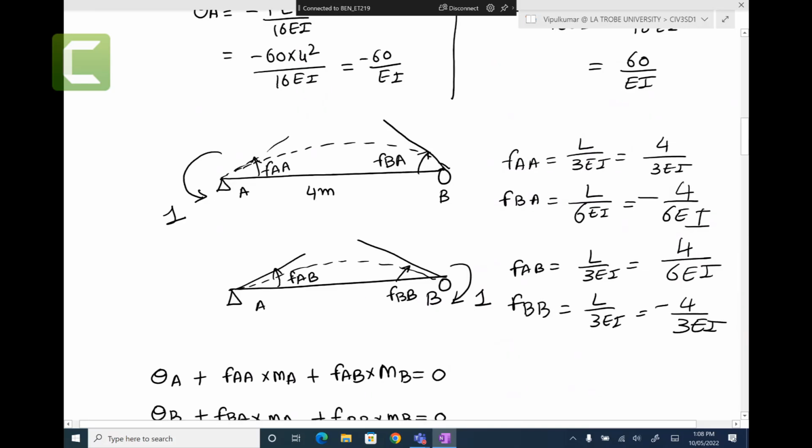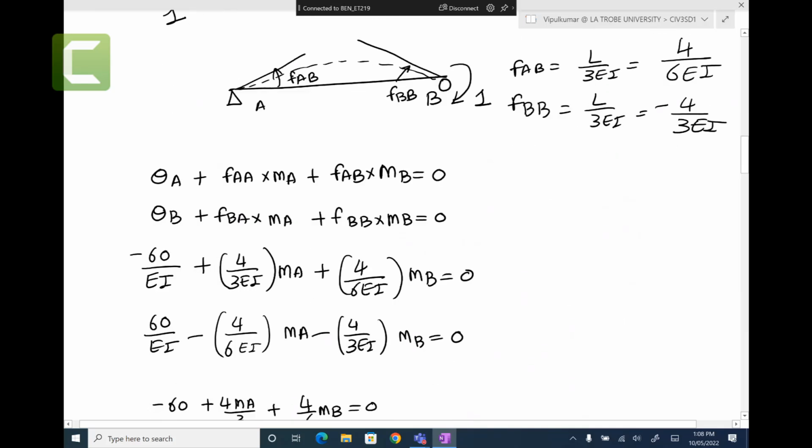Then you apply a unit moment and you find fAA, which is the flexibility coefficient. When you apply 1, you find fAA, which is opposite, by the way, to that theta A, and you find fBA for this one. Then you do the same with 1 here, and you find fAB and fBB. Don't worry if it doesn't make too much sense, that is just the overall procedure.